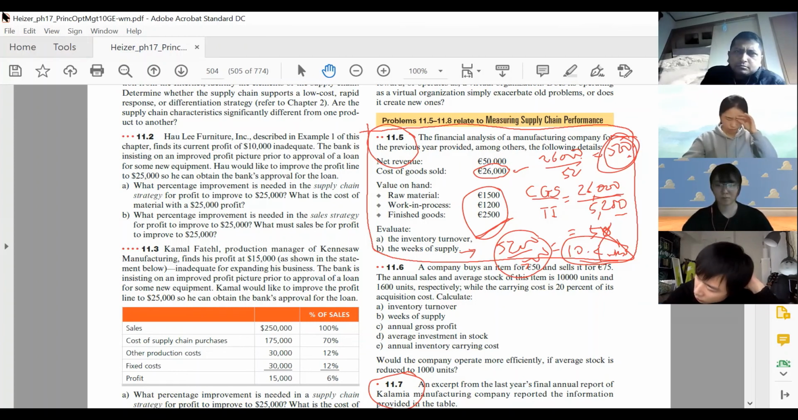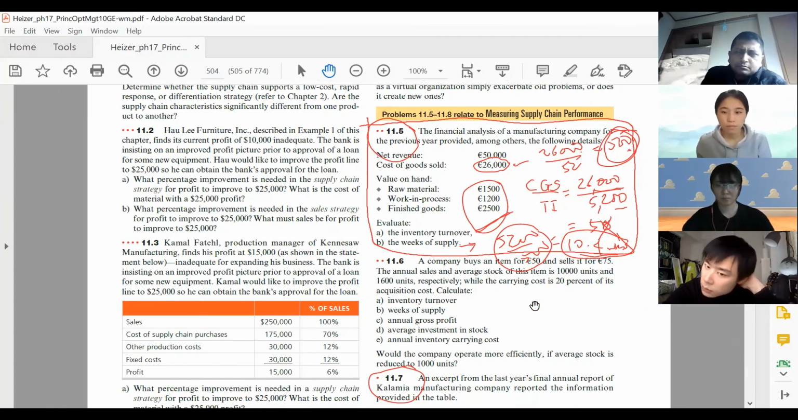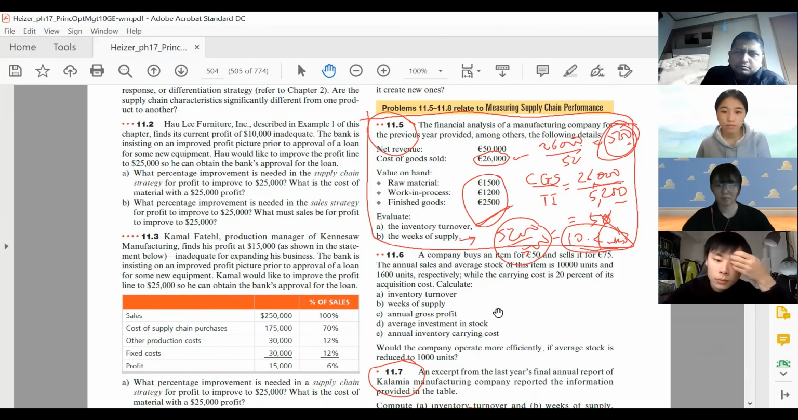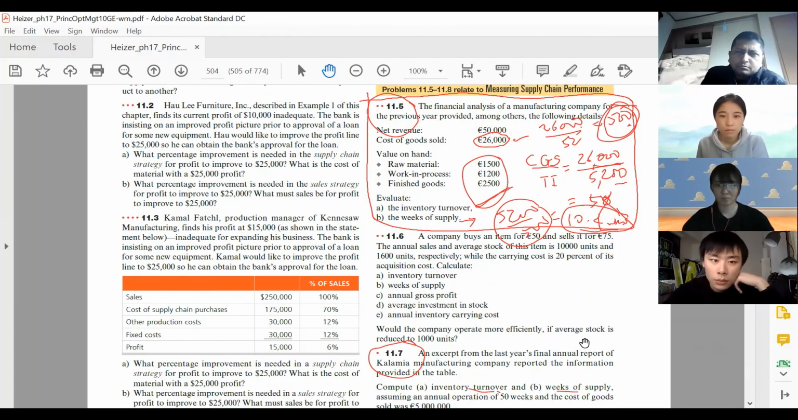Okay. So I will let you do the 11.7 by yourself. I would love to see both of these submitted to me. In any form, it's up to you. You can WhatsApp me, take a photo of what you have done and send it to me, or you can email me.